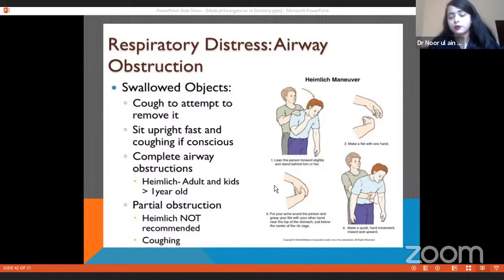Sit upright. Sorry for the inconvenience. So in solid objects, cough to attempt to remove it, and sit upright first, and coughing. If unconscious and complete airway obstruction, that is the Heimlich maneuver in adults, and in kids it is given for greater than 1 year old. And if partial obstruction is there, then the Heimlich is not recommended, and coughing should be encouraged here.